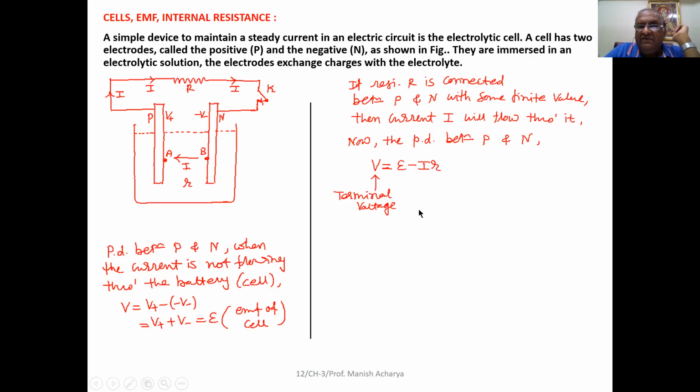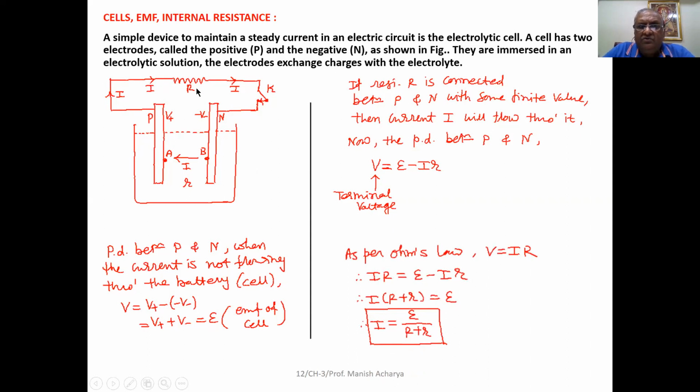And for that, we can write the equation V equal to E minus Ir, where V is known as the terminal voltage of the cell. Clear to all of you? Now, when current I is flowing through resistor R, then as per Ohm's law, we can write V equal to IR. So in this equation, if we substitute the value of V as IR, then IR equal to E minus I into small r.